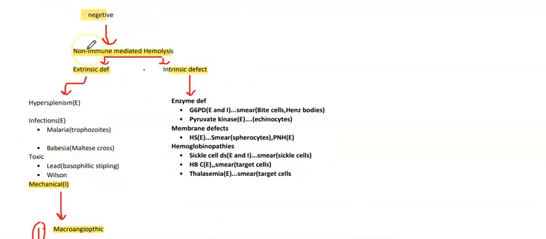Now we should discuss the non-immune mediated hemolytic anemia, in which DAT is negative. We can classify it as extrinsic defects and intrinsic defects. In extrinsic defects, the RBCs are destroyed in the spleen, as in hypersplenism, or extravascular hemolysis due to infections like malaria, where we will find trophozoites and, in the smear, Maltese cross. Due to toxins like lead, we can see basophilic stippling, and also Wilson disease.